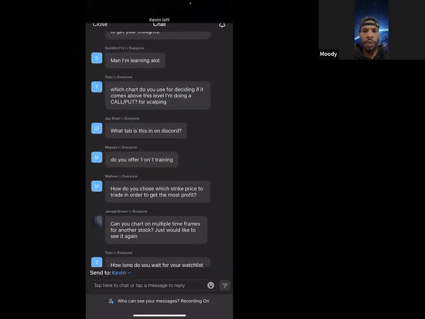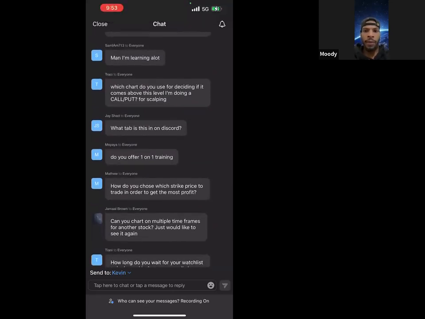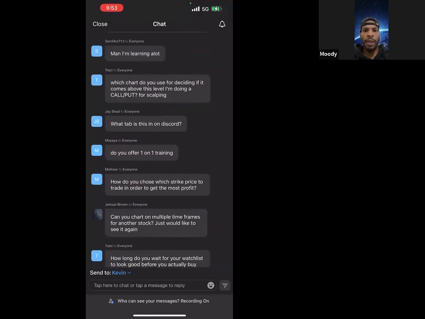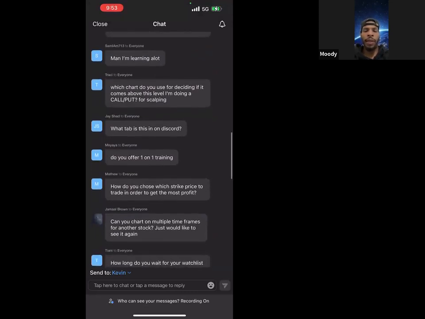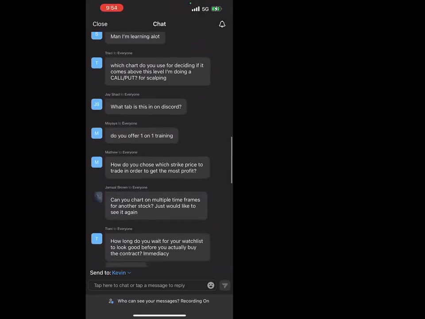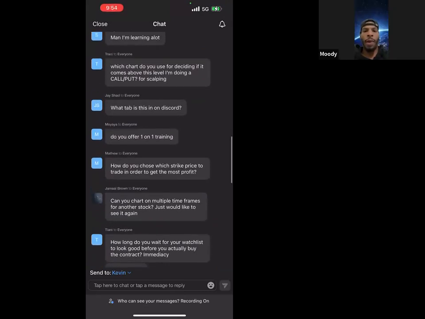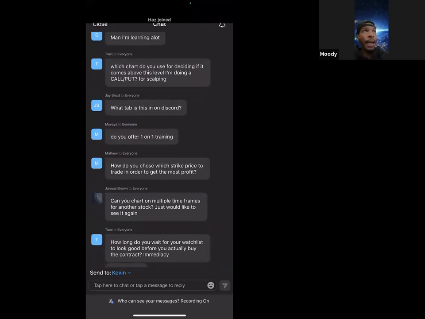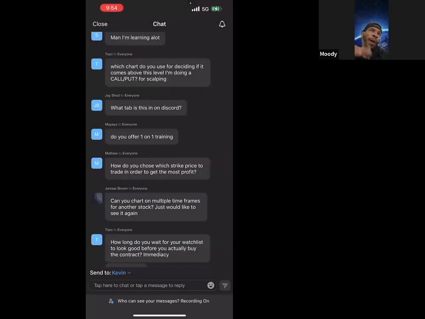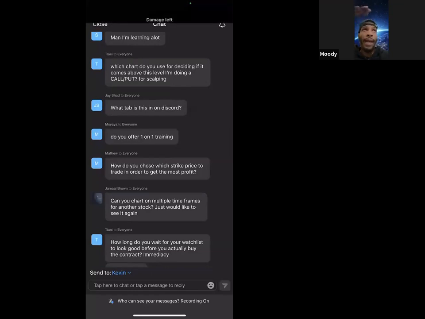Thank you. Which chart do you use for deciding if it comes above this level, when I'm doing a call or put for scalping? Most likely, I'm going to be using the 1 minute to the 5 minute. I really like the 3 minute, but I just enjoy my 1 minute. So it's always going to be 1 minute through 5 minute for scalping, and 15 minutes just to see where's the direction. Are we ranging? Are we at a resistance? Are we at a support? Are we in the middle of the range?